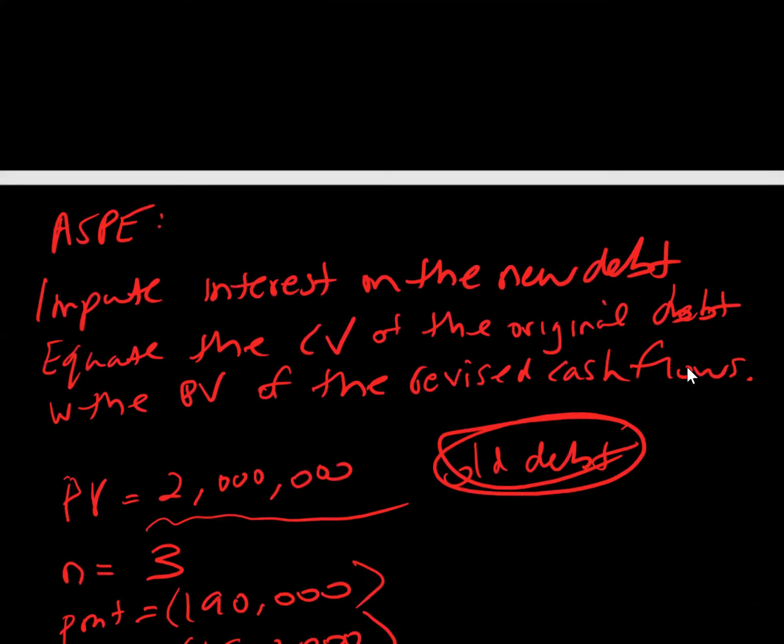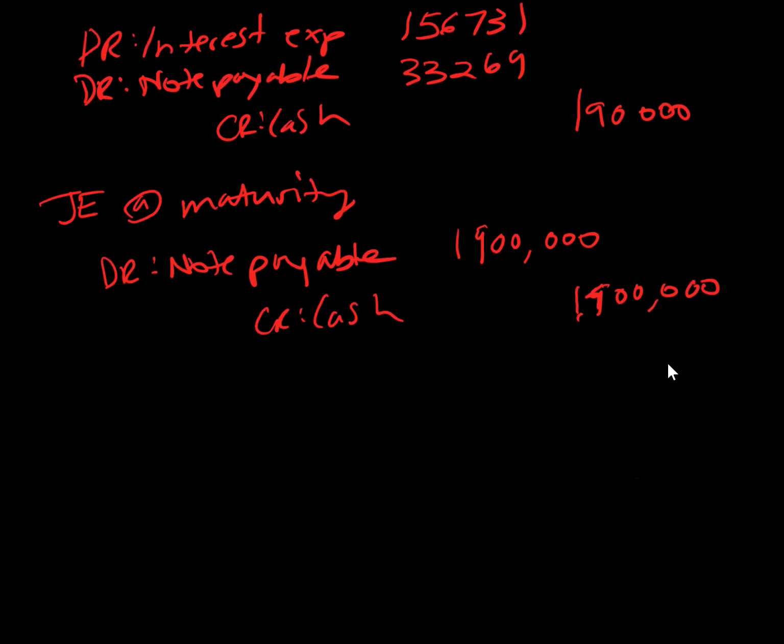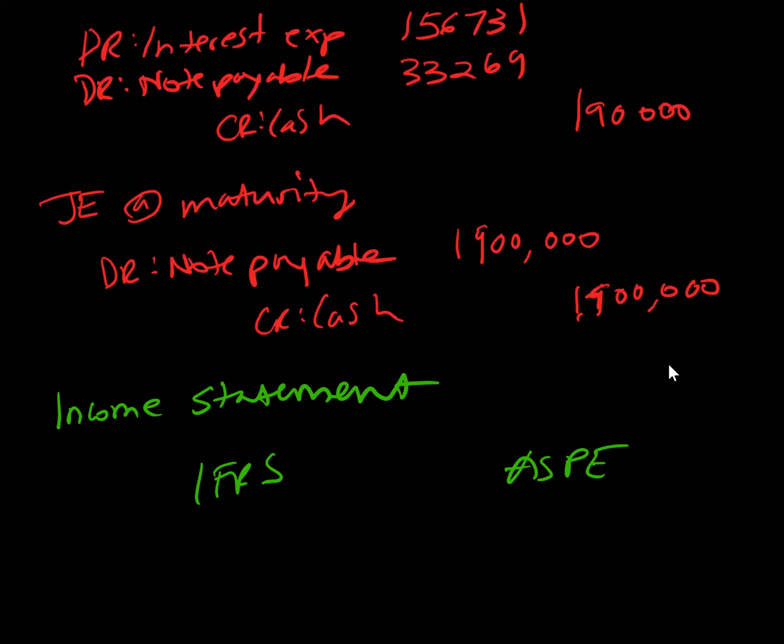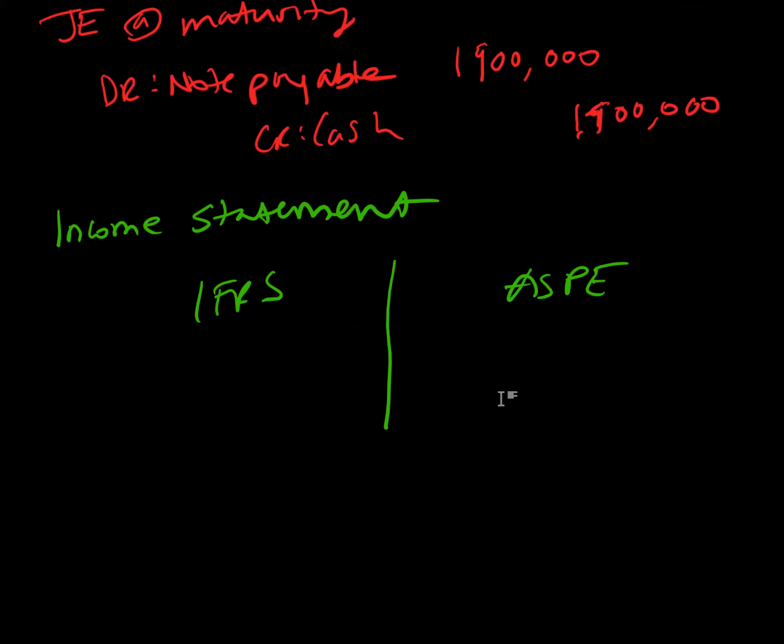Now let's compare what went through the income statement under IFRS and ASPE. So let's compare the income statement. If we have IFRS here, and then we have ASPE here, what happened? Under IFRS, we recorded a gain, which was a positive impact to the income statement. And we had a gain that we recognized on day one, and it was 191,270. And ASPE did not have this gain.